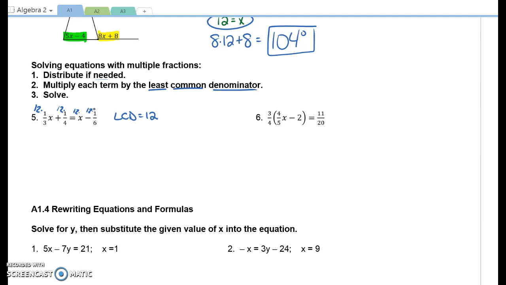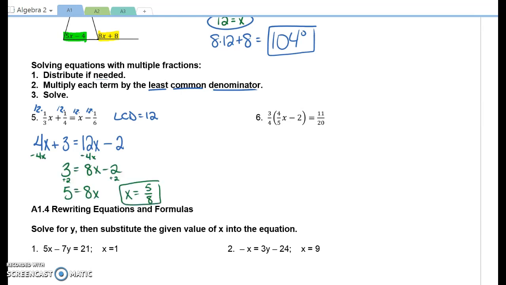So 12 times 1/3. You can do that in your calculator or think about it. 12 times a third of 12. 12 divided by 3 is 4. So this is 4x. 12 times 1/4 is 3. Don't forget to multiply this little x by 12. So we've got 12x. And 12 times 1/6 is 2. Does that equation look slightly easier to solve than the one we started with? Yes. So take a moment, finish solving that equation.